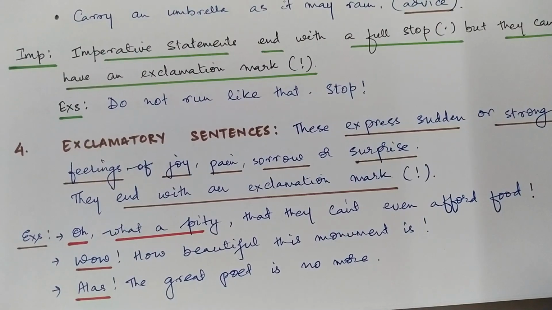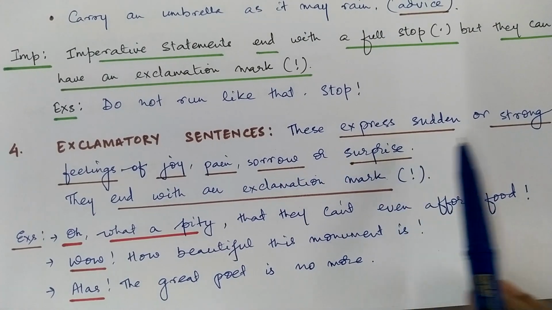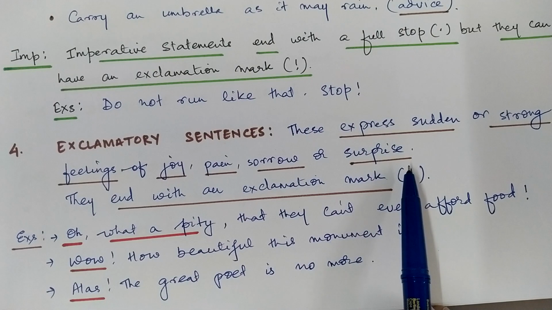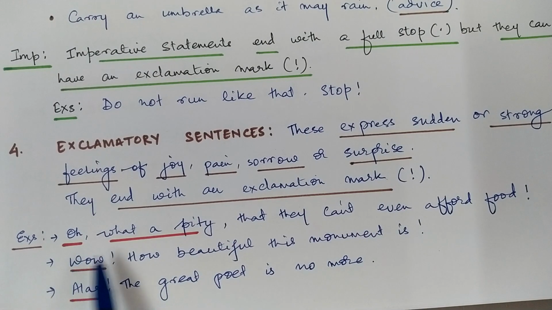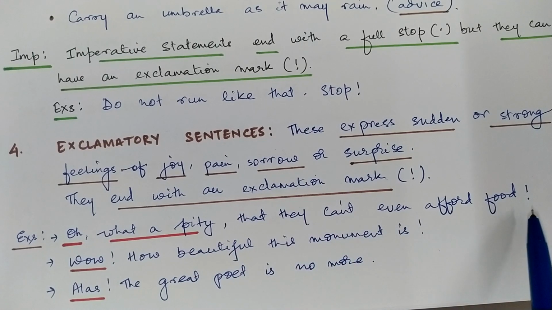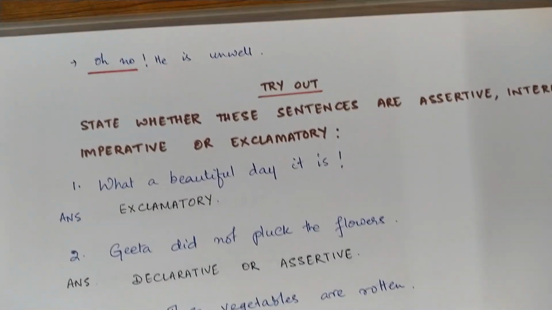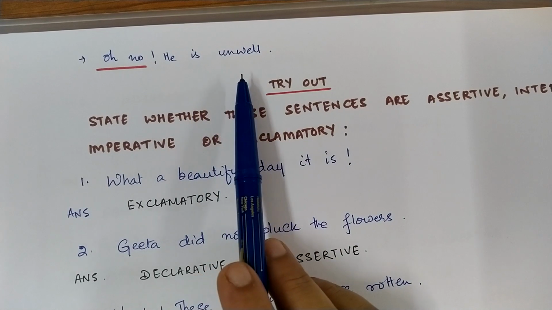Next are exclamatory sentences. These sentences express sudden or strong feelings of joy, pain, sorrow or surprise. They end with an exclamation mark. Examples: Oh, what a pity that they can't even afford food! Wow, how beautiful this monument is! Alas, the great poet is no more! Now, these are all exclamatory sentences. Oh no, he is unwell! is another example of an exclamatory sentence.